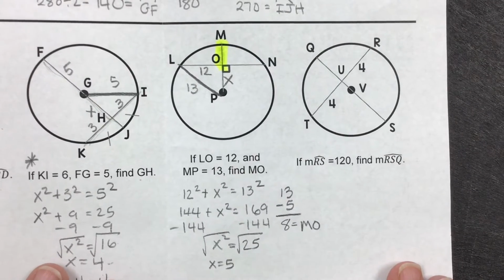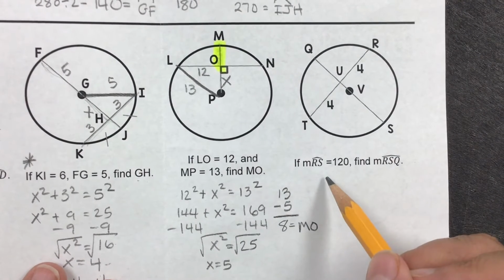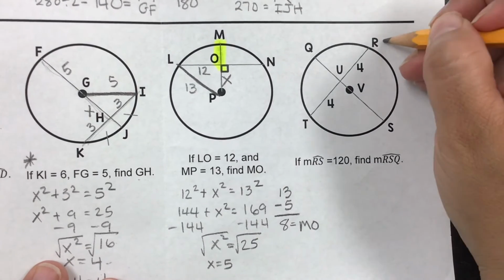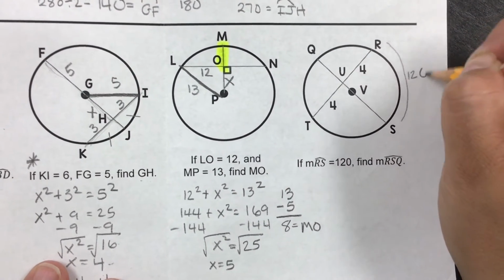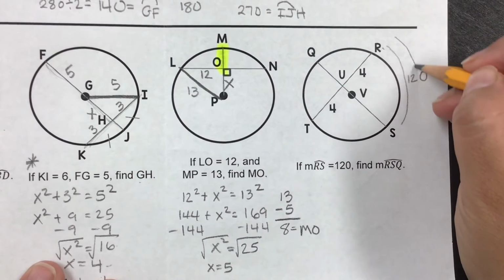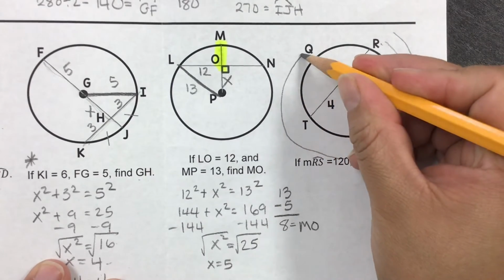And then the last one for this pair of notes is that we have an arc that measures 120 degrees. So our arc S is 120 degrees, and it wants the measurement of R, S, and it goes all the way to Q.